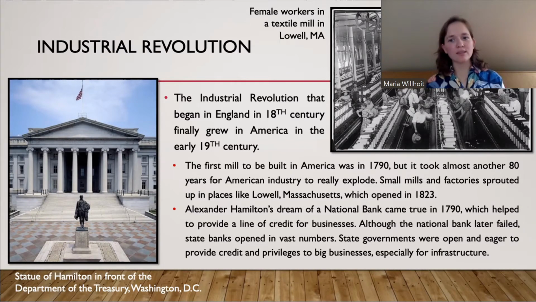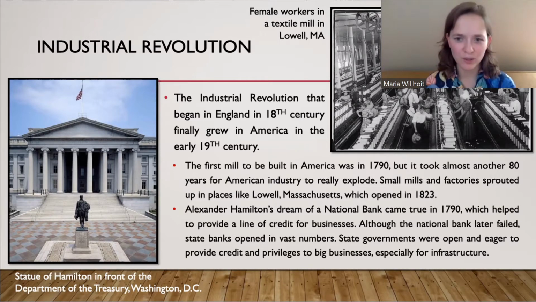But to be honest, it takes another 80 years for America to really see industry grow. Again, as I said, it's small steps. So we have small mills, small factories that start to open up. One of the most famous ones is in Lowell, Massachusetts. I might be pronouncing it wrong because they might pronounce it differently in Massachusetts, but I'm going to say Lowell, Massachusetts. It opened up in 1823, and this is actually a picture of it right here.